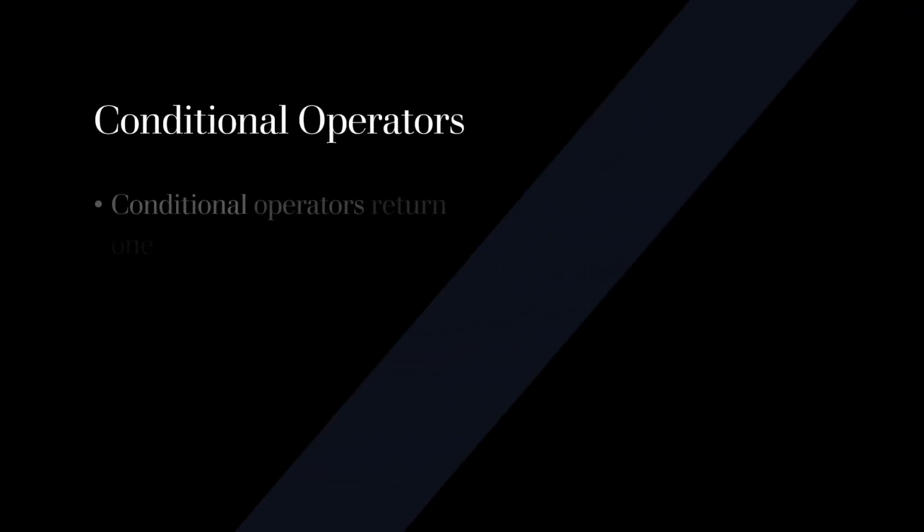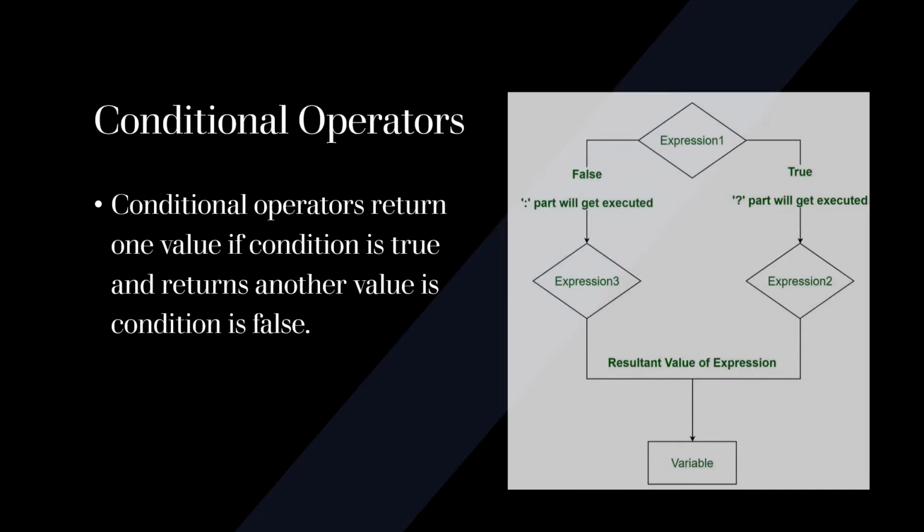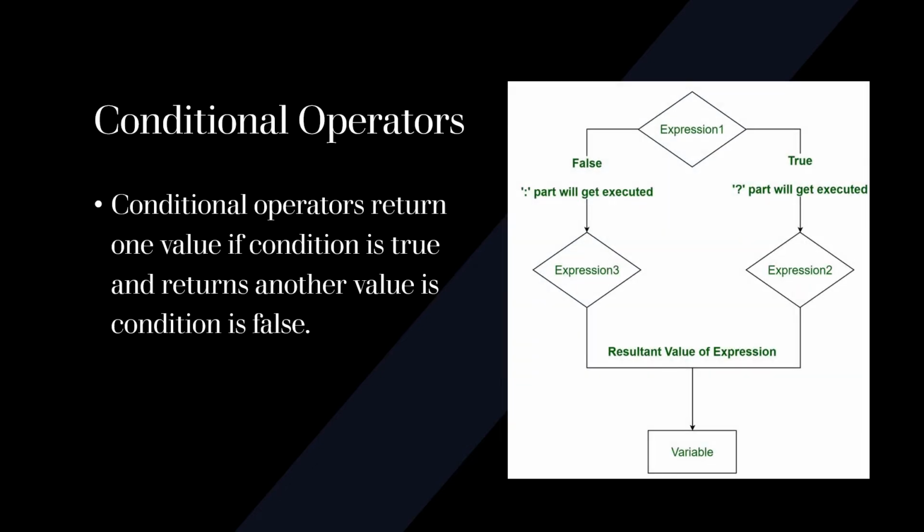Conditional operators. Conditional operators return one value if the condition is true and return another value when the condition is false. This can be better explained by this diagram where we get expression 3 when the condition is false on expression 1, and we get expression 2 when the condition is true on expression 1.